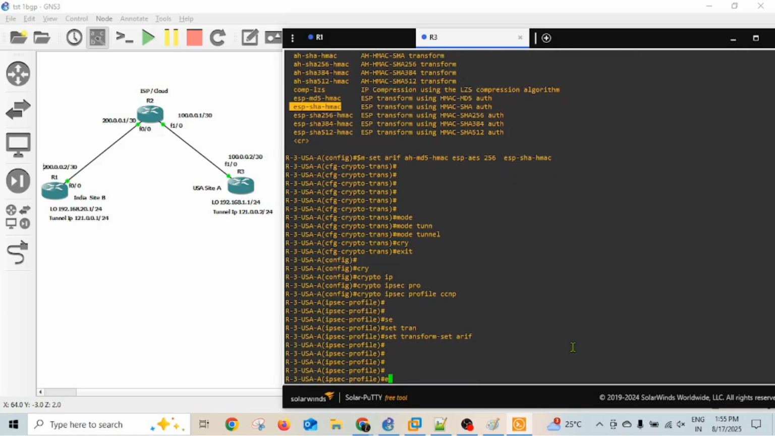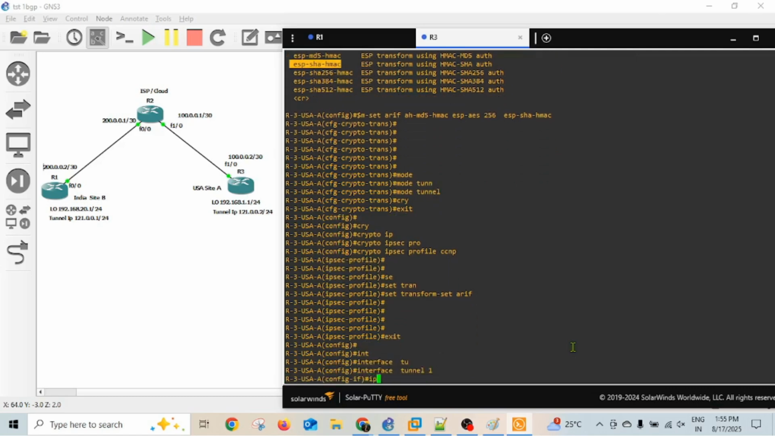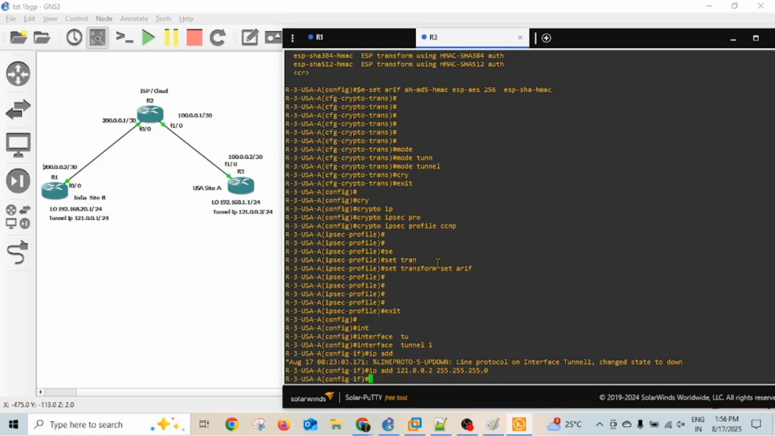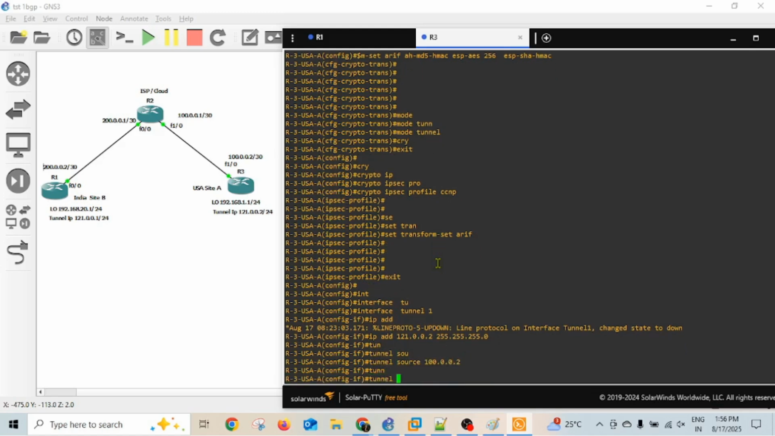So now I just need to configure the tunnel interface, tunnel 1 IP address. What will be the IP address? So here is 121.0.0.2, 255.255.255.0, and tunnel source, okay. So tunnel source is 100.0.0.2, and tunnel destination, what will be the destination? 200.0.0.2.